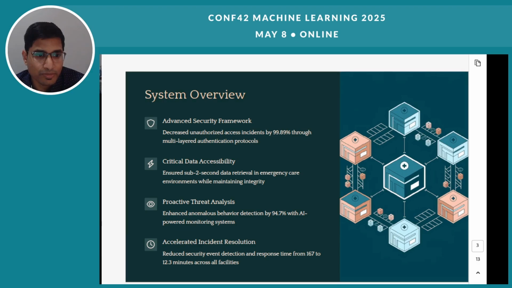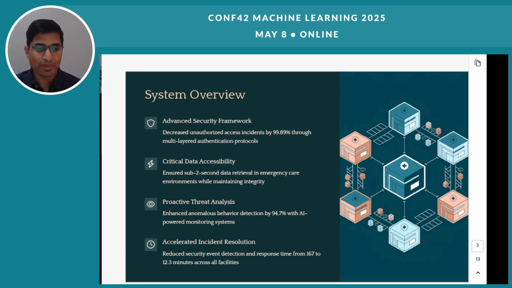This is a slide which sets the foundation for what a modern secure healthcare system should aim to achieve. It's about more than just protecting patient data. It is about ensuring systems that are responsive, proactive, and resilient in order to maintain the highest standard for patient care. So in that, the first point I want to highlight is advanced security framework.